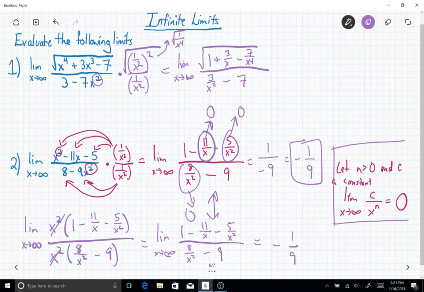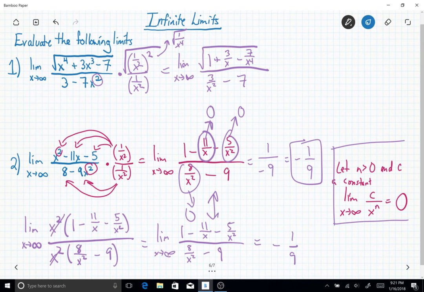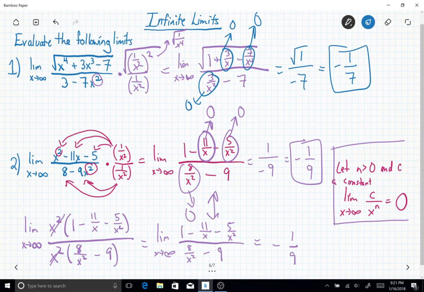Okay, so let me know if that causes any problems or anything like that. Hopefully not. Okay, so now let's use our rule again, right? So limit as x goes to infinity, this thing goes to 0. What about this 3 over x? Well, that's a constant over x to some power. That's positive, and then same thing with this one. So notice what we're left with is just square root of 1 over negative 7. So that's going to be negative 1/7. And that's our final answer. Okay.